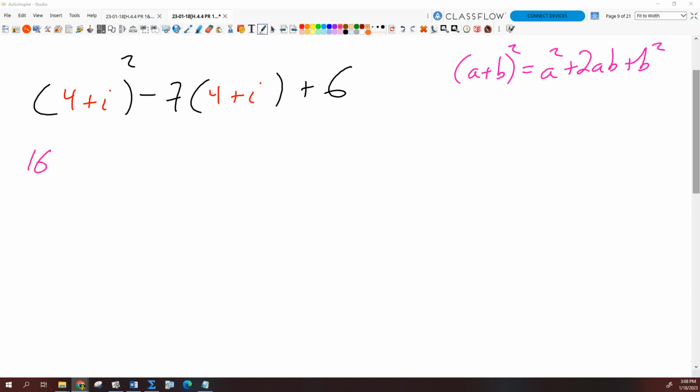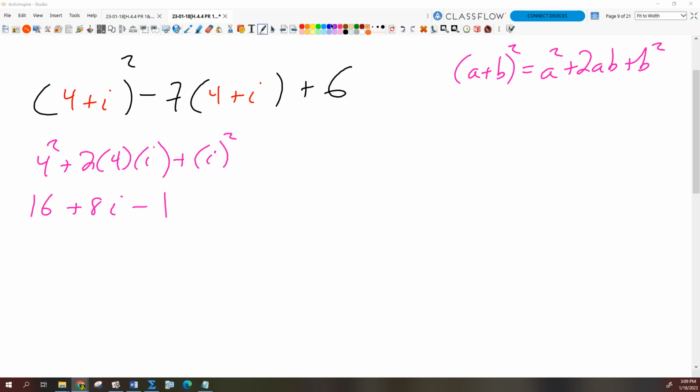So I'm going to get the first term squared plus 2 times the product plus the second term squared. Let's write it out this way just so we can see all the steps. I'm going to get 4 squared plus 2 times 4 times i, which is an 8i, plus i squared, right? Okay. And what's that become? That becomes 16 plus 8i minus 1. Good.